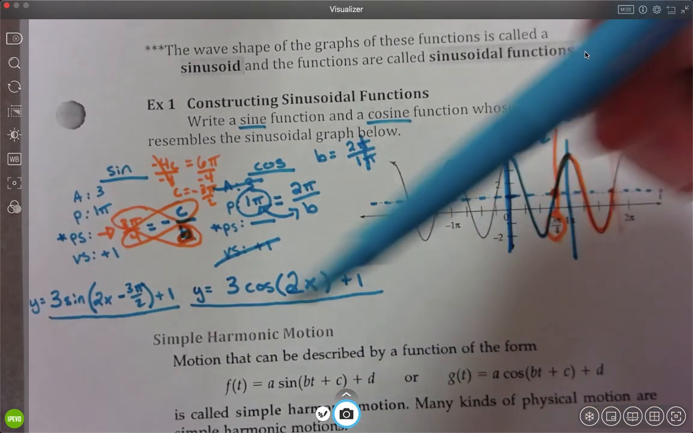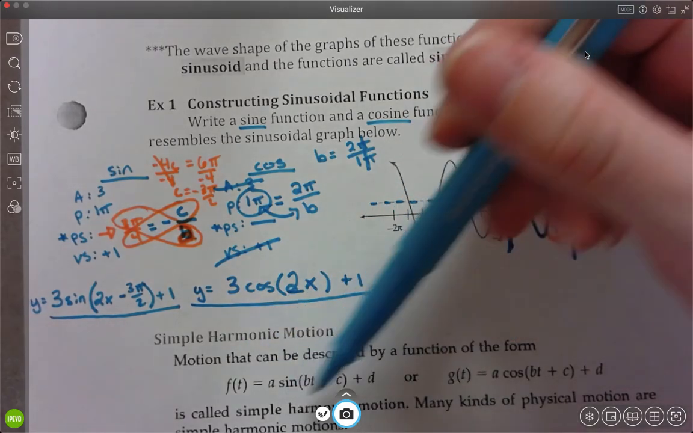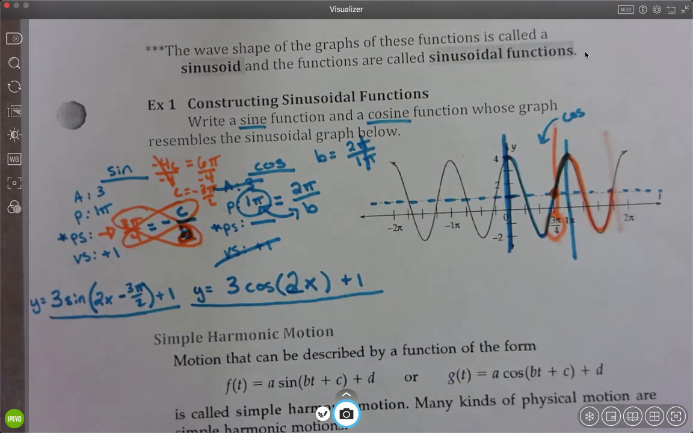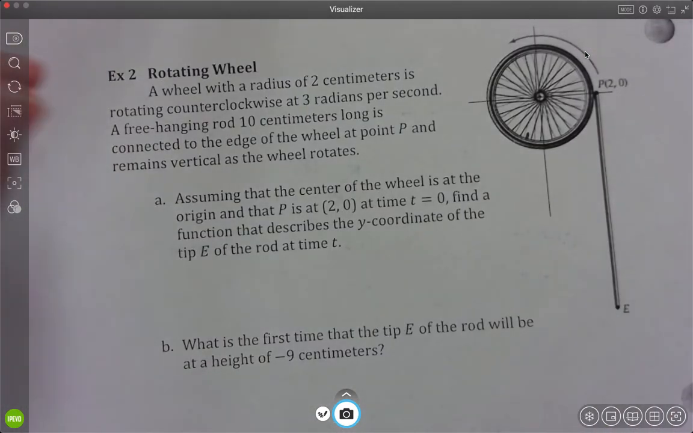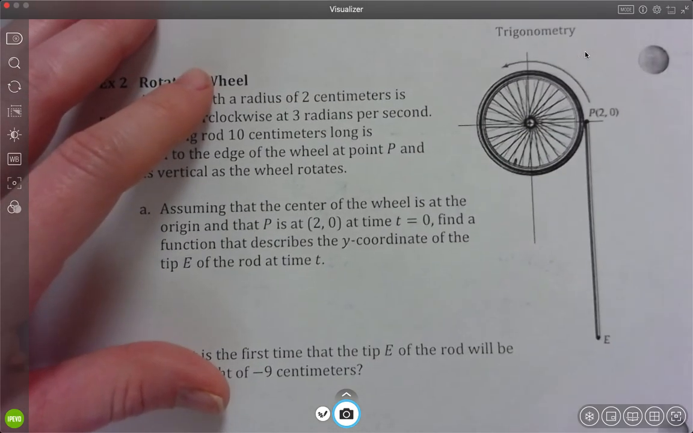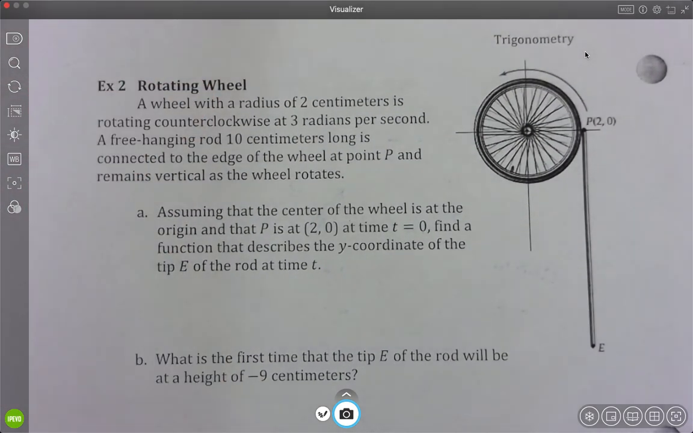So let's see, simple harmonic motion. Motion that can be described by a function of the form of sine or cosine is simple harmonic motion. Many kinds of physical motion are simple harmonic motions. So this would be like any gear that rotates around in a circle, or a Ferris wheel, or anything like this. This is a bike tire.